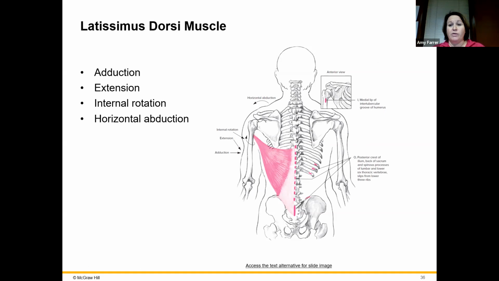Okay, they're going to go up and they're going to insert on the medial lip of the intertubercular groove of the humerus. So when you think about it, that's why you can see it come through that armpit, wraps around to that medial. Because it comes to the inside, but starts on the back, think about when it shortens, it's going to internally rotate, okay? So it is responsible for adduction, extension, internal rotation, and horizontal abduction, okay? So by nature of where it is in fiber alignment, that is what it is powerful for, okay? So think about machine-wise, it is going to be your lat pull down, okay?